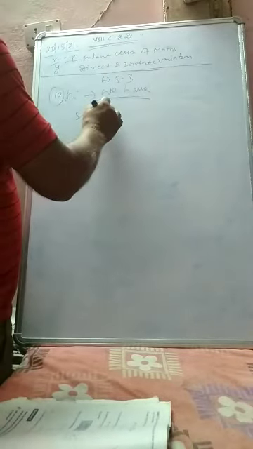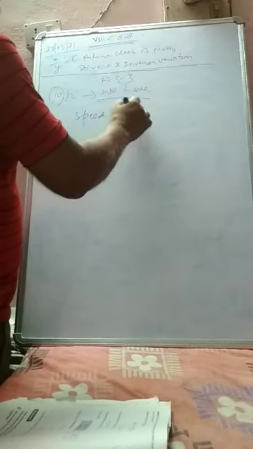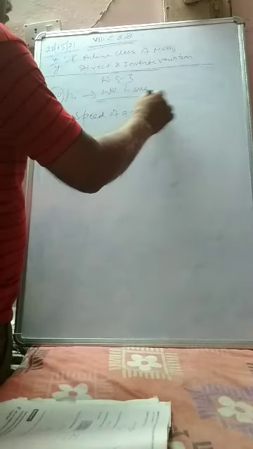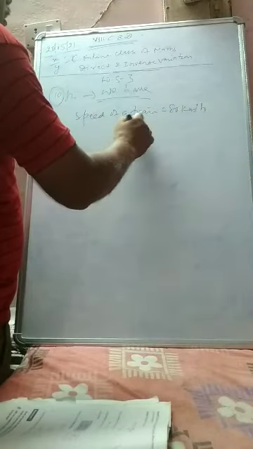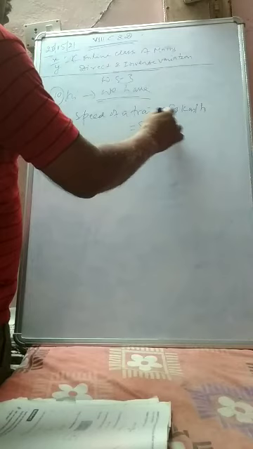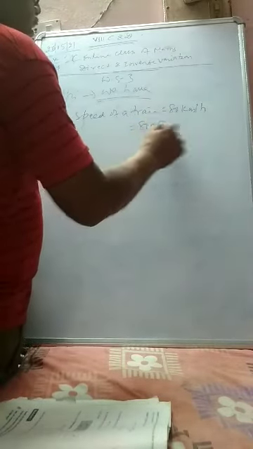We have a train 270 meter long running at 80 kilometer per hour. The speed of the train is 80 kilometer per hour. This is equal to 80 into 5 by 18 meter per second.